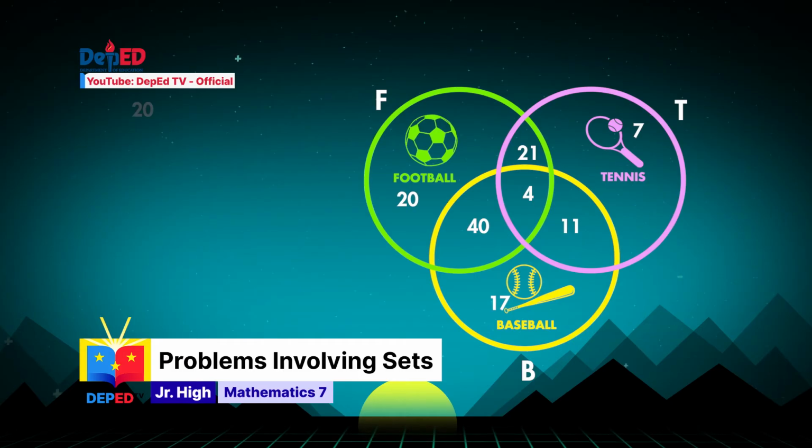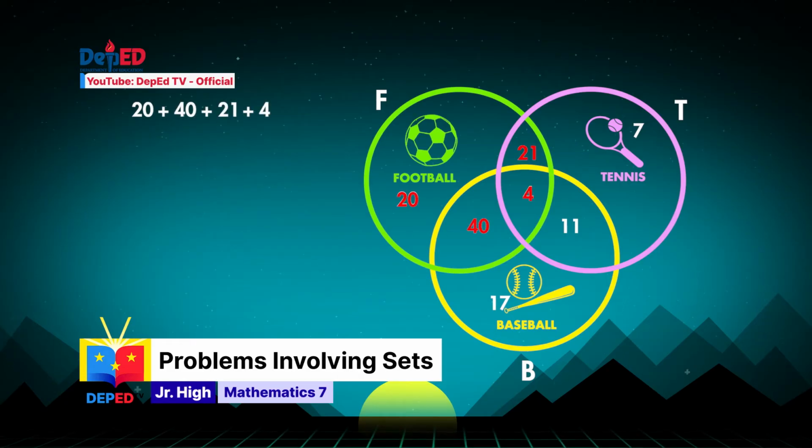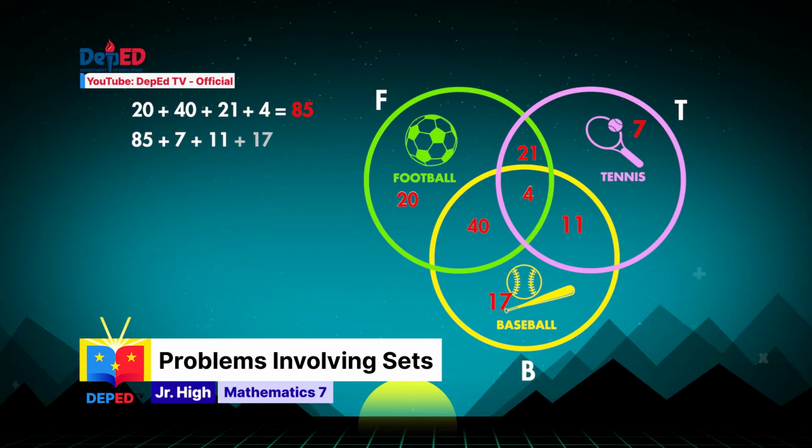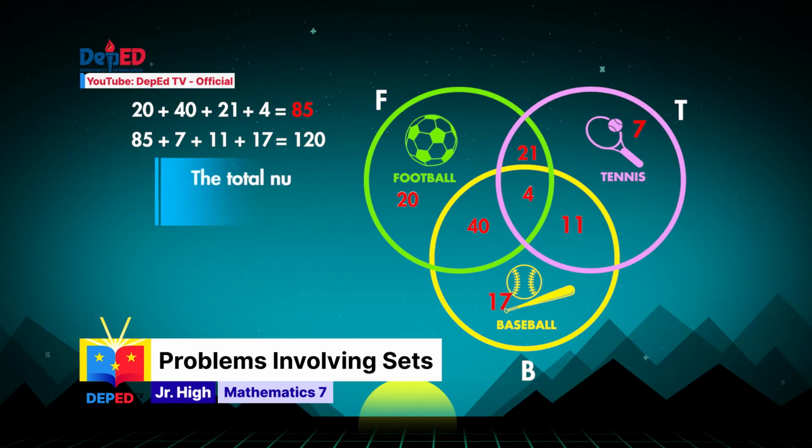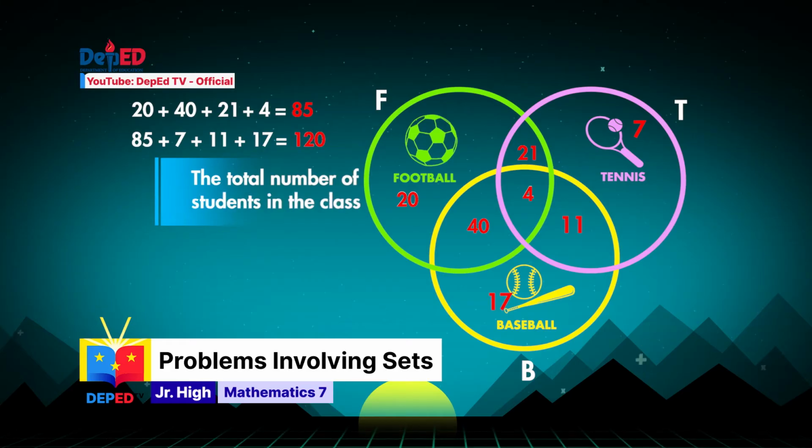So, add 20, 40, 21, and 4, which will give us 85. We continue by adding to 85 the three remaining numbers, 7, 11, and 17. So, we have 85 plus 7 plus 11 plus 17, which will give us a total of 120. Therefore, the answer is 120. There are 120 students in the class.